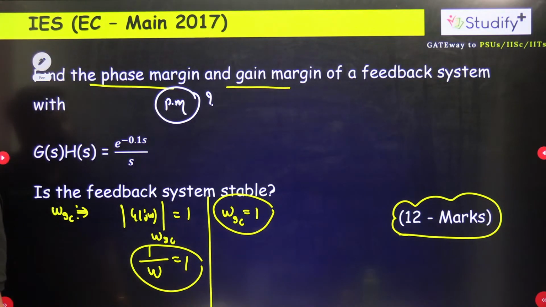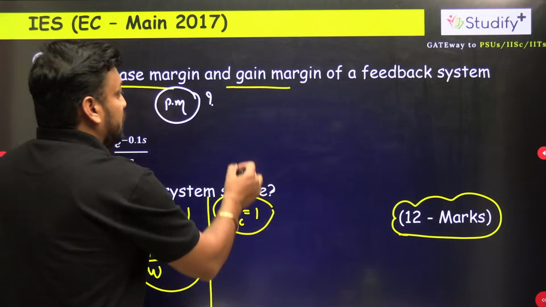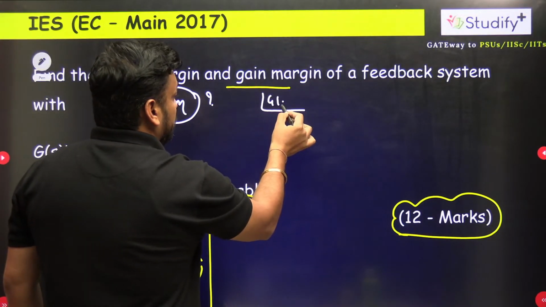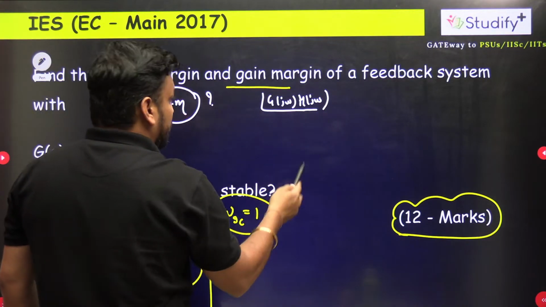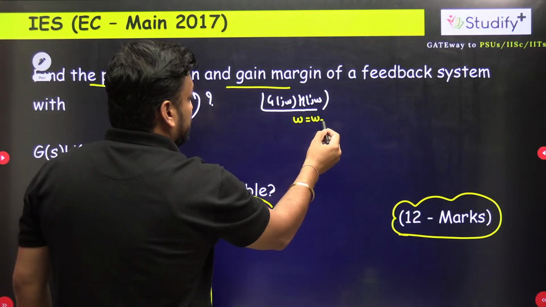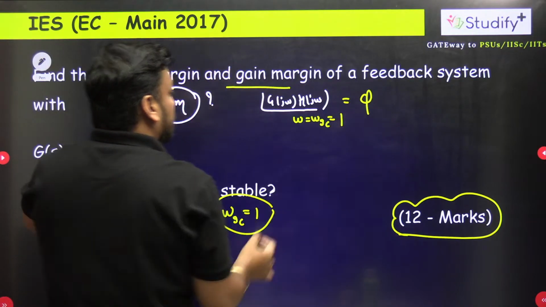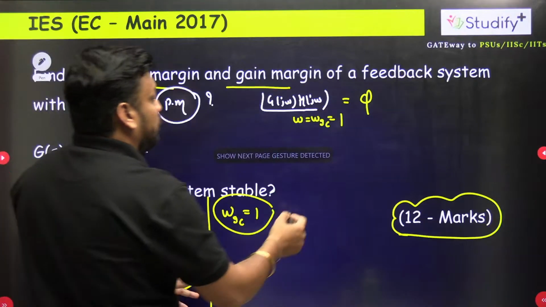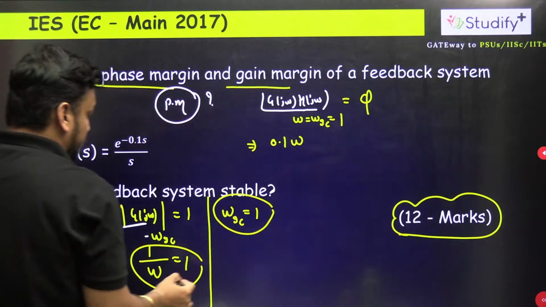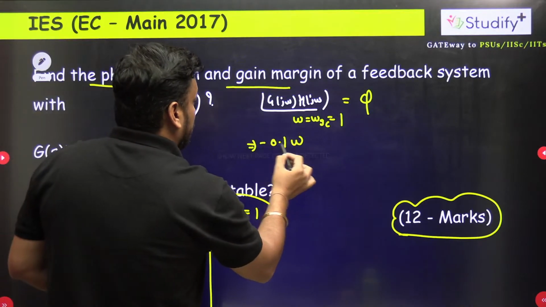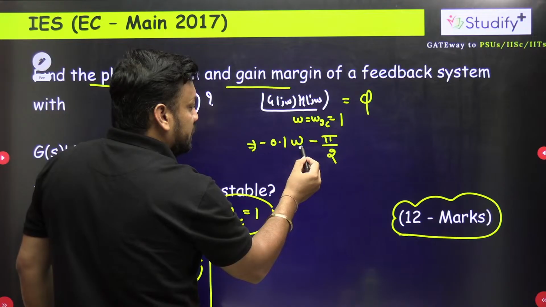Yes or no? Yes. Now tell me, if omega gc is 1, if I substitute the omega gc value in the angle, so once you substitute it in the angle of G(j omega) H(j omega) at omega equal to omega gc, which is equal to 1, it will give you phi. Yes. Tell me, what was the angle equation, sir? The angle was minus 0.1 omega and minus pi by 2. In this equation, put 1 in place of omega. If you put omega gc, phi will be obtained.